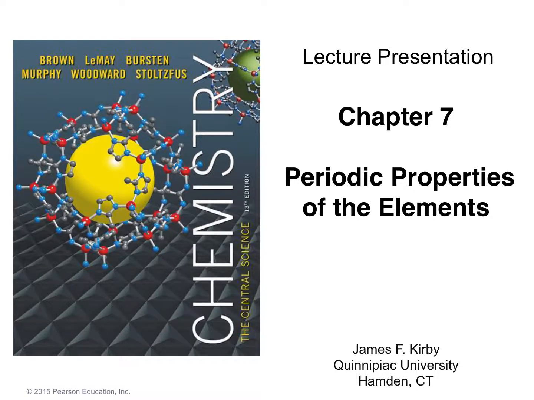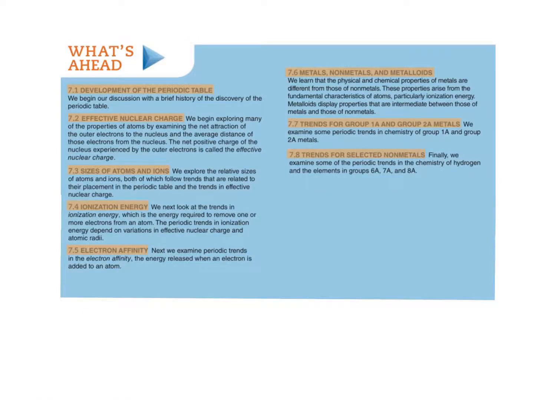In Chapter 7, we're going to work on developing a deeper understanding for the information that is available to us on the periodic table. We will begin with a brief history of the periodic table, and then we're going to study nuclear charge. So nuclear charge would be the positive charges from protons within the nucleus. We're going to look at how those affect the properties of atoms.